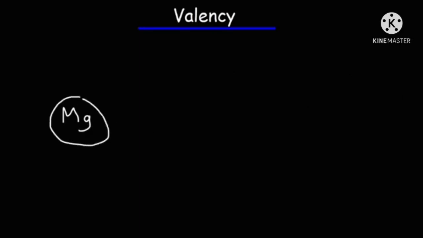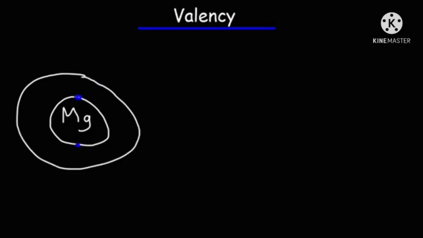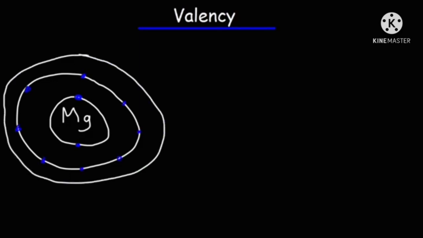Now my dear children, take the example of magnesium. Distribute its electrons. In the first orbit we have 2 electrons. In the second orbit we have 8 electrons distributed. In the third orbit we have distributed only 2 electrons. So in the third orbit, how many electrons have to be there? 8 electrons have to be there.